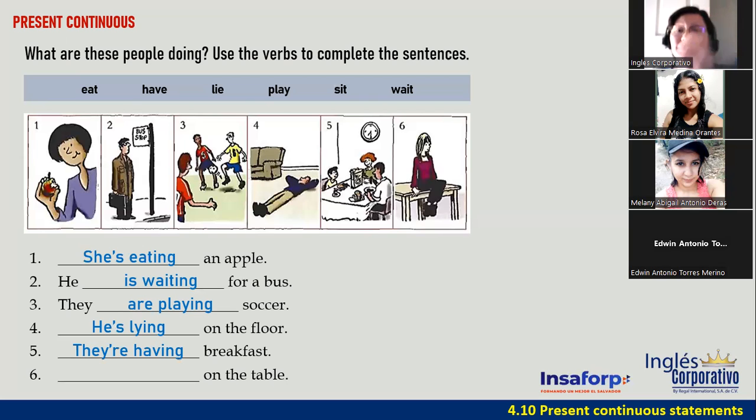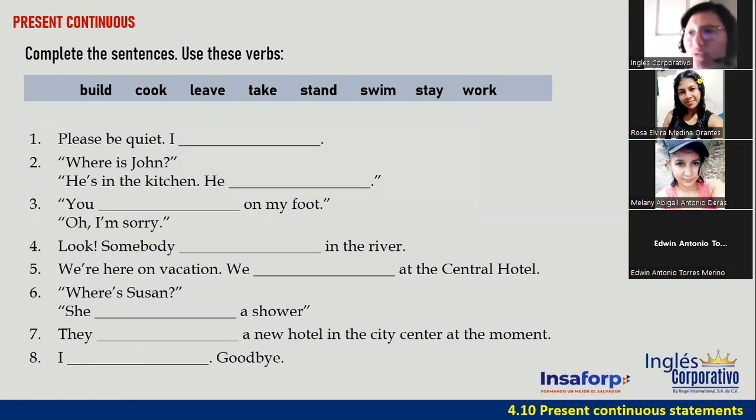She's sitting. Muy bien. She's sitting on the table, right? So as you can see, the three different elements that we have are the subject, the verb to be, and the verb plus ing. Those are the three main elements that we need in the sentence, okay?